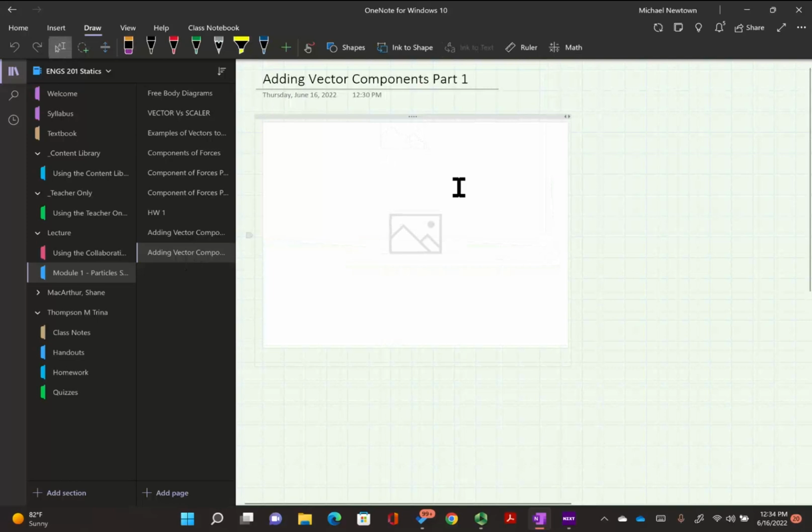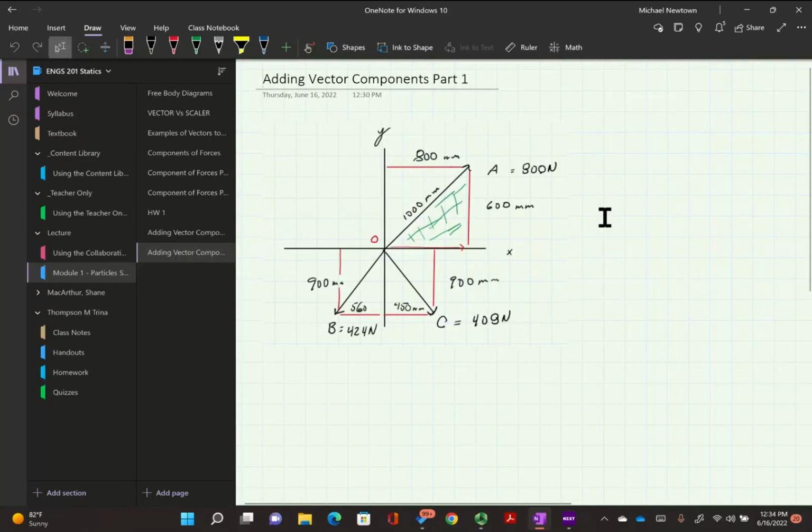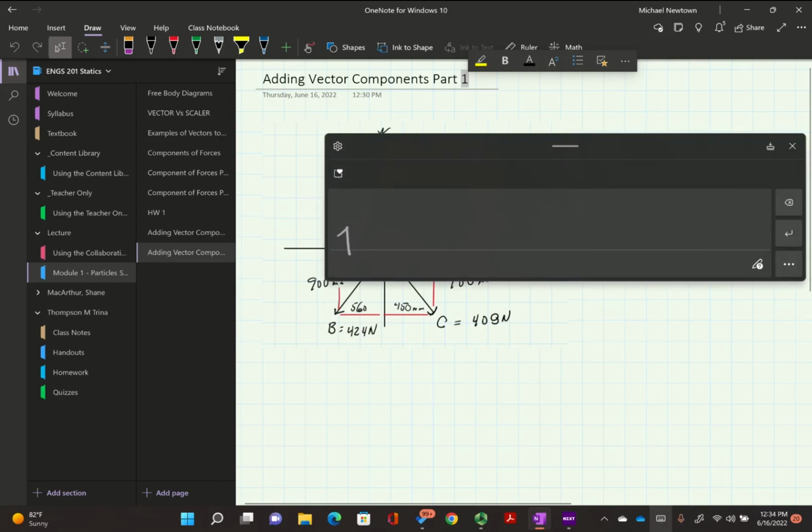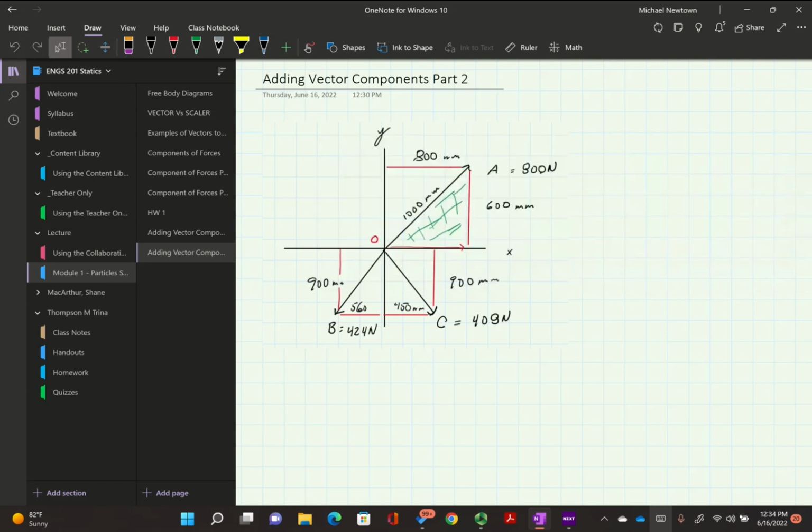Okay, I want to continue on with this last problem we just did in adding vector components in part 1, and we're going to make this part 2. I don't know why I didn't change that, but we're going to see if we can make that go away. Make that a 2. Cool.